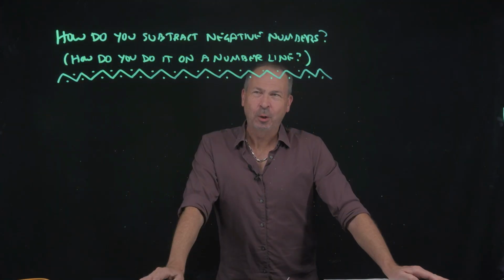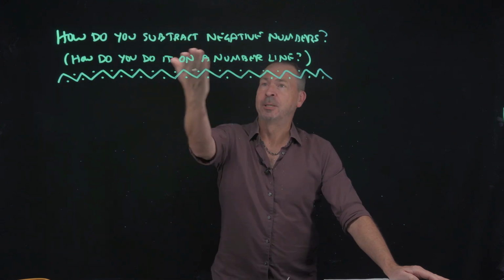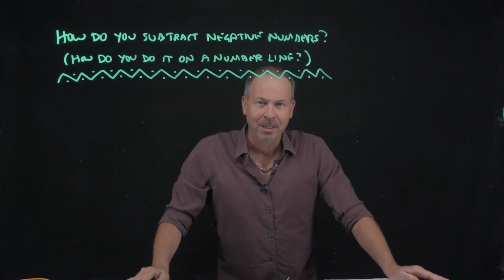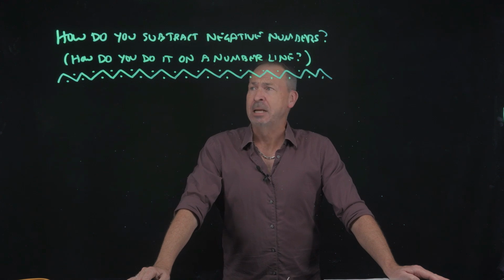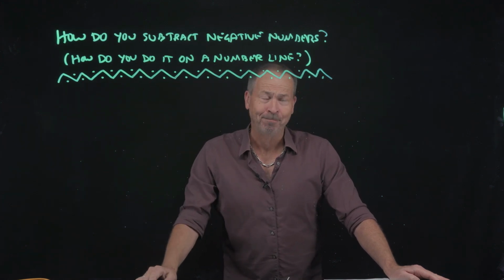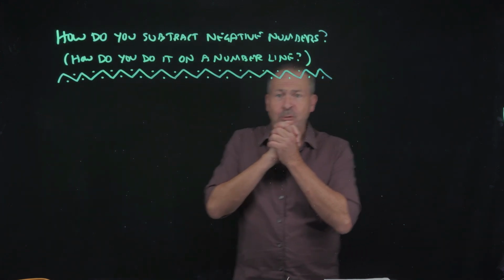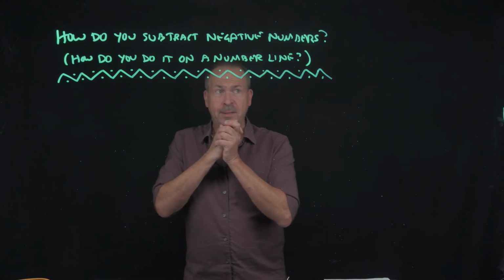G'day. Here's a question I've been getting quite a lot. How do you subtract negative numbers? And that often comes with an extra addendum. And how do you do it on a number line? Okay, subtraction. Let's really think about this and see where my brain goes with this question.